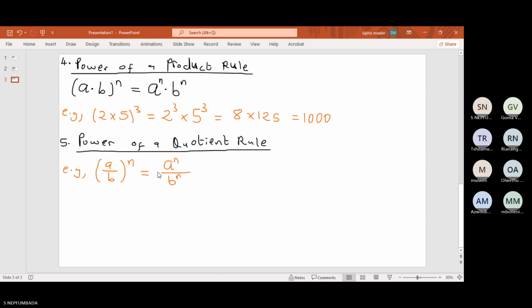So can you do an example? So let's say, e.g., remember in this case, where our b is not equal to 0. Why are we saying b is not equal to 0?